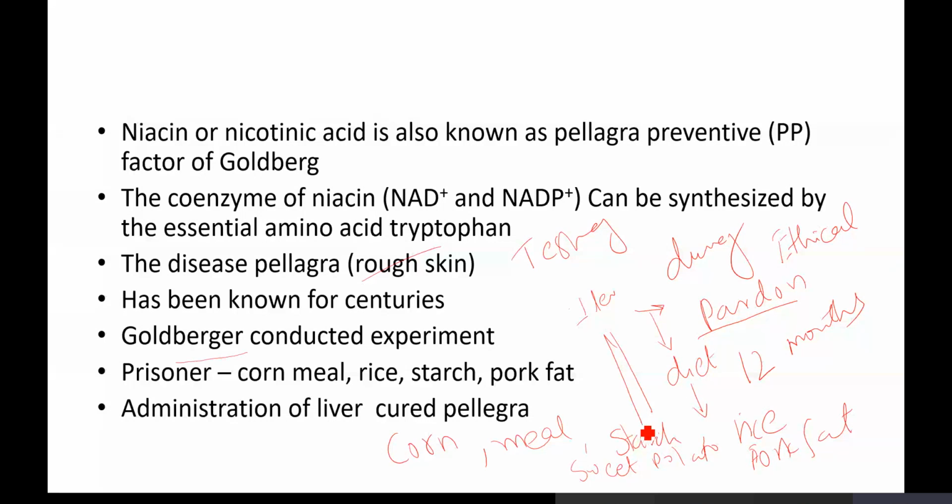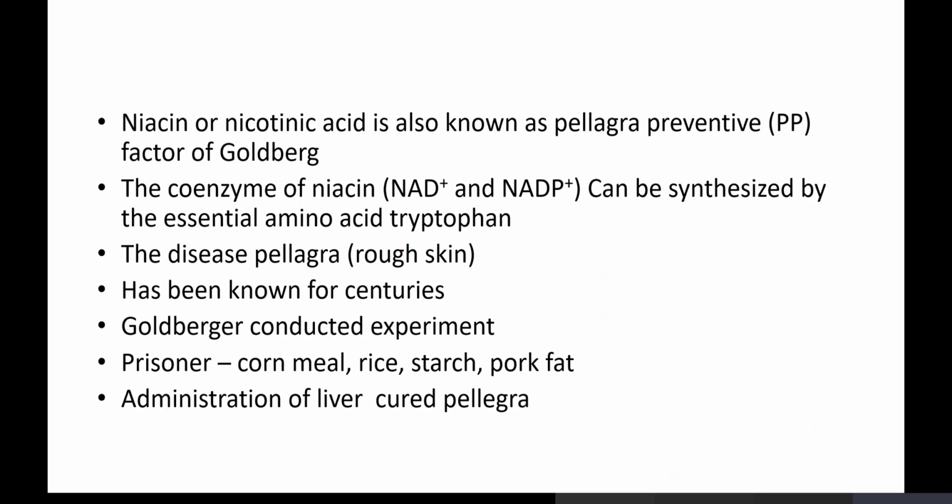And you will be surprised to see the result: the prisoners showed symptoms of pellagra within 6 months. The study was agreed for 12 months, but within 6 months only, the prisoners developed the symptoms of pellagra. There was also a control group of prisoners fed with the regular diet, with whole grain and all sorts of things, and they were normal and did not show any symptom of pellagra. In the third case, the prisoners who showed pellagra symptoms were fed liver, and the pellagra got cured immediately. So the liver cured pellagra immediately.